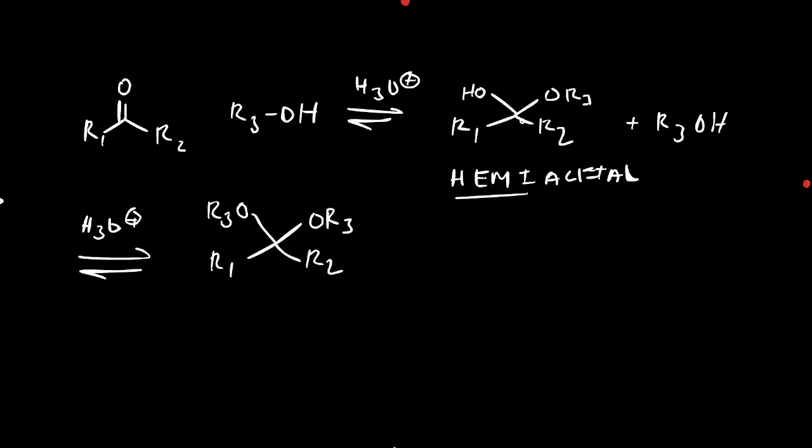So if we get to this hemiacetal step through reacting with just one equivalent of alcohol, one of two things will happen. Either, one, if we react with another equivalent, we're able to go forward and generate the actual acetal itself, or, because this is a reversible reaction, we'll end up just going back to our starting carbonyl.